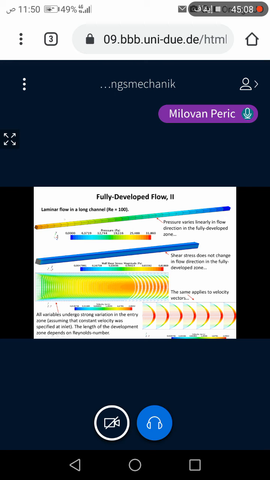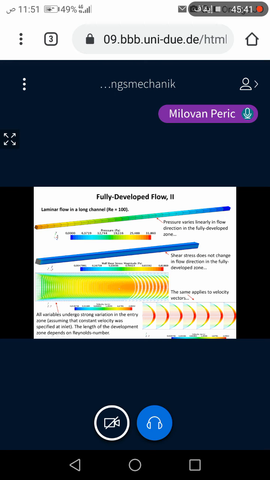And what you see in the upper picture is the pressure, and you see there is a very sudden pressure drop near inlet, but then later on the distance between these contours which show the constant pressure becomes the same. So you can imagine that pressure is linear. The next picture in the middle shows shear stress. So you see near inlet that there are some variations, but later on it's just the same picture at any cross section.